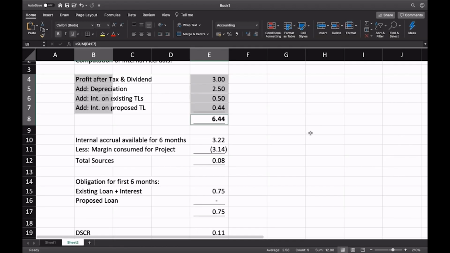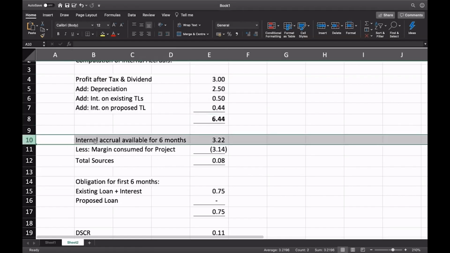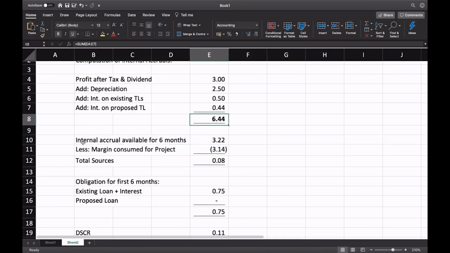But we are more concerned about the first 6 months period when the project is implemented, how they will manage the margin, how they will service their existing loans. Look at this. If this is for 12 months, we can find out the internal accrual for 6 months. I've just taken this figure divided by 2. So 3.22. And we are saying the margin of 3.14 will be fully met out of internal accruals. So if I deduct the margin 3.14 from this 3.22, what is left over is only 0.08. This is the only source available now.